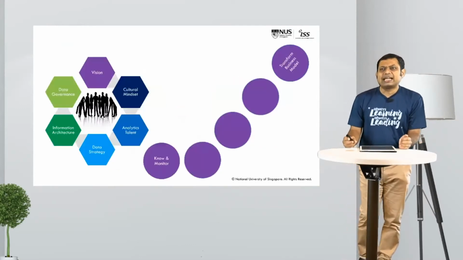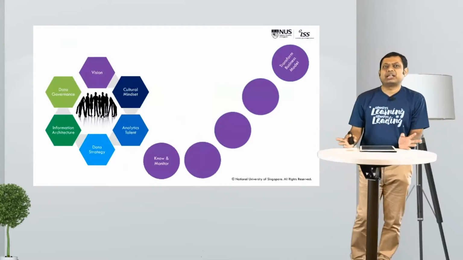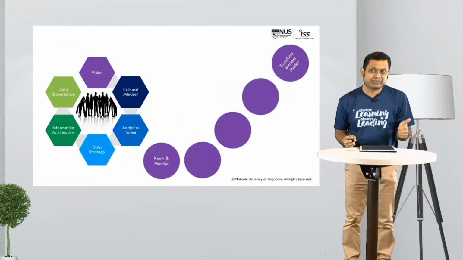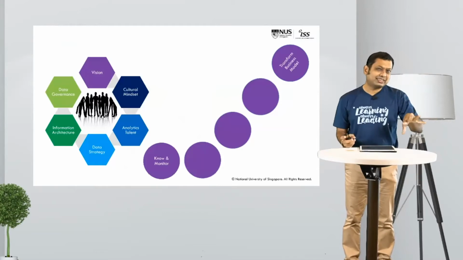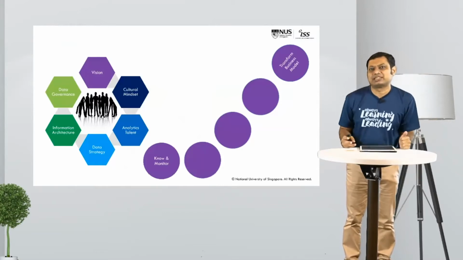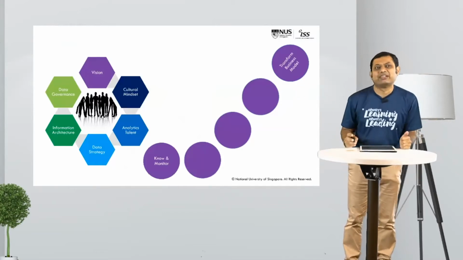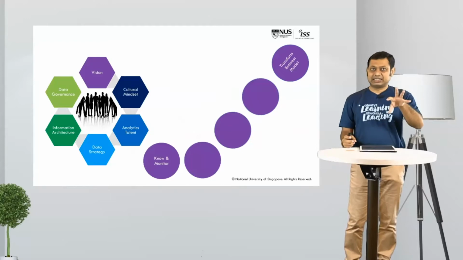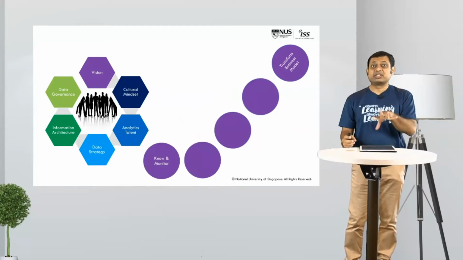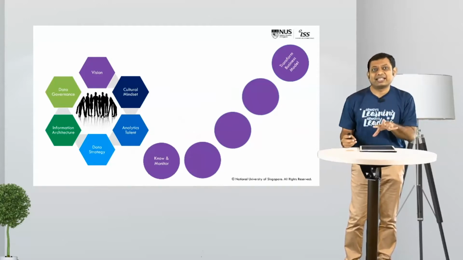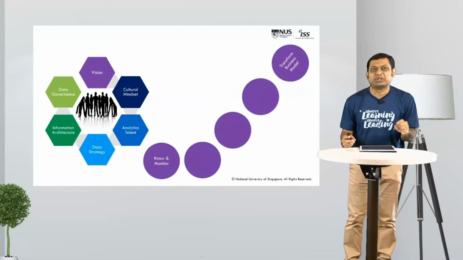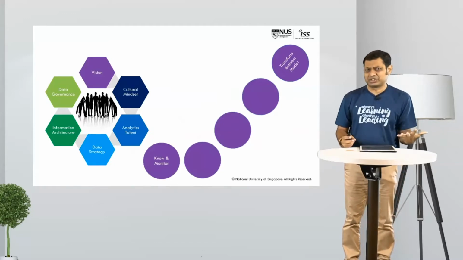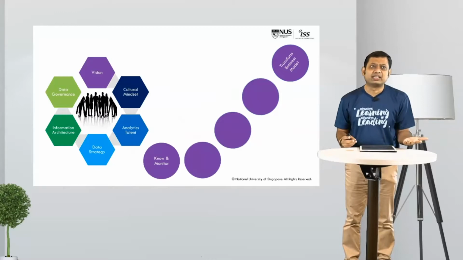The first thing that any analytics unit will want to start off with is vision. In fact, there are 6 things, and those 6 things up on the slide are the ones that we believe at ISS are important for your analytics vision. You need to have analytics vision, a cultural mindset, analytics talent, data strategy, information architecture, and data governance should underlie all of that.